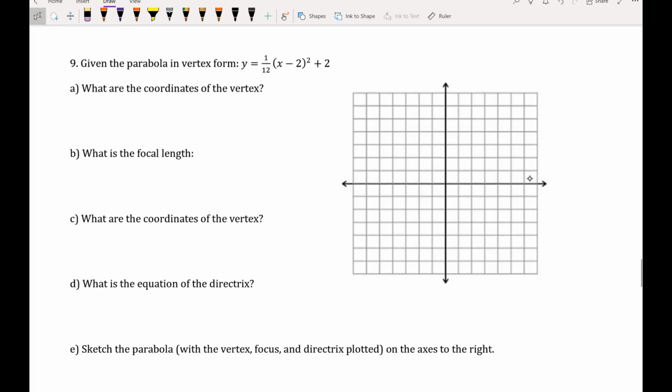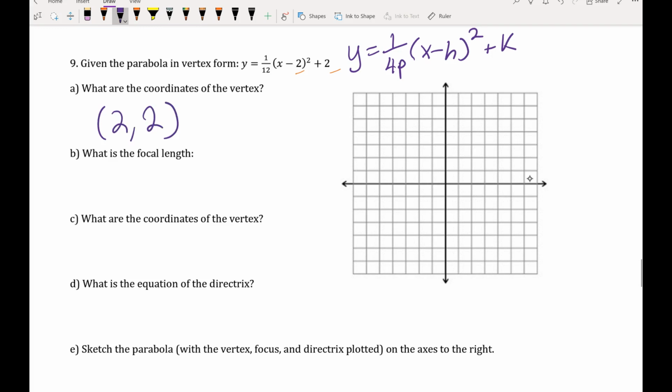Number 9. Given the parabola in vertex form, y equals 1/12 times x minus 2 quantity squared plus 2, what are the coordinates of the vertex? Well, remember that this looks something like our vertex form for a parabola, where h comma k is our vertex. So it looks like 2 comma 2 would be the vertex of this parabola. So I'm going to plot that. Over 2, up 2. There's my vertex.